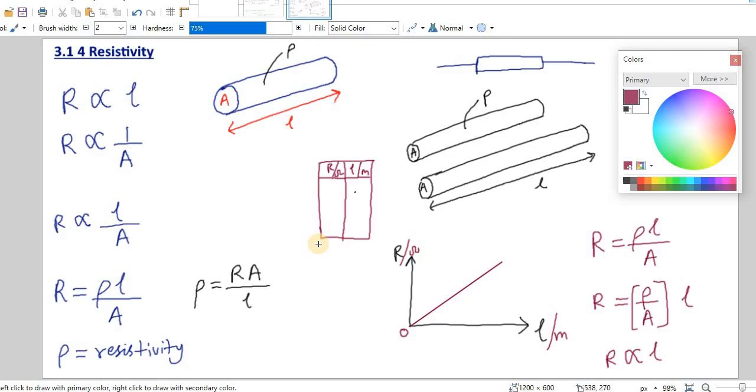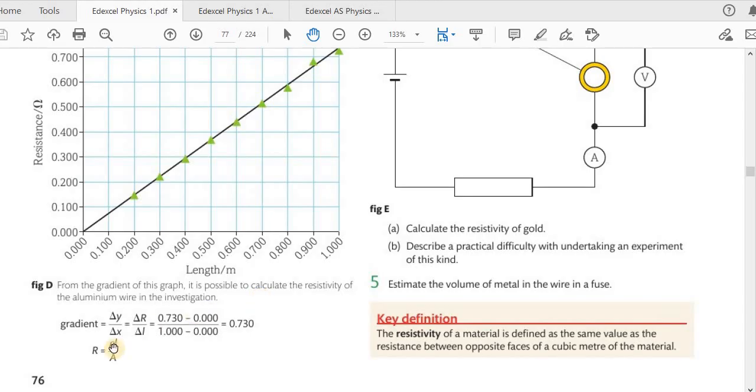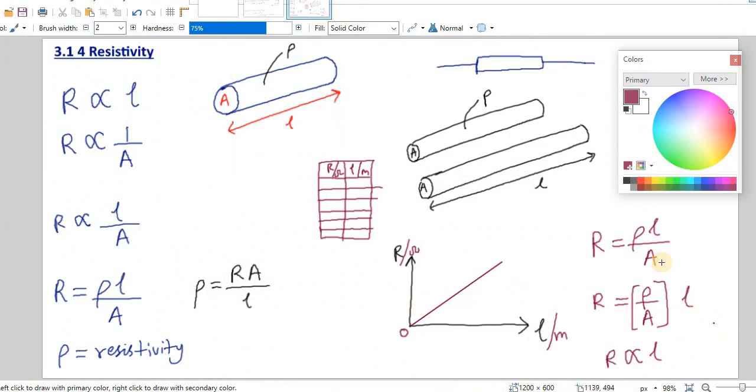Then we can get those 6 values. Make sure you draw all the borders also for the table. So 1, 2, 3, 4, 5, 6. See, we have 6 readings. Then once you have all the values, you can plot them as you can see over here. And from that you can find the gradient of this graph. Okay, then you get the gradient.